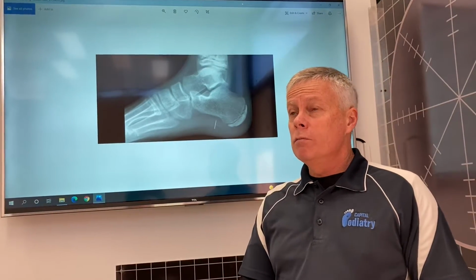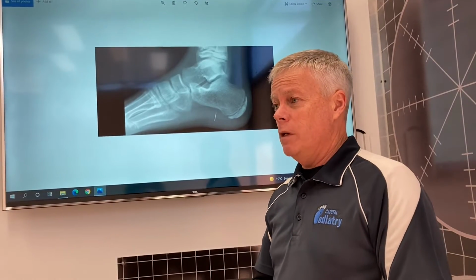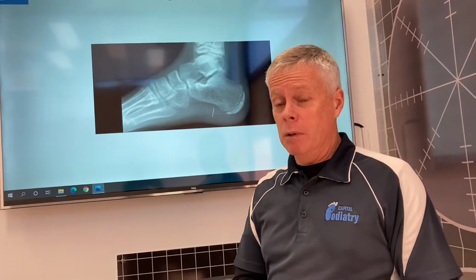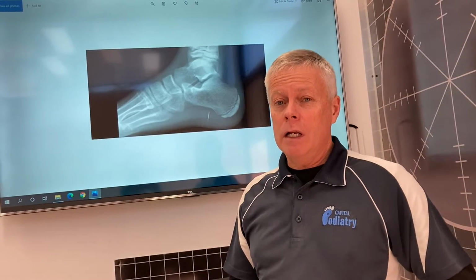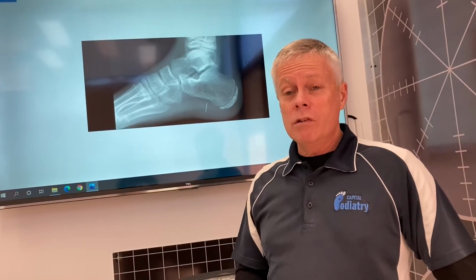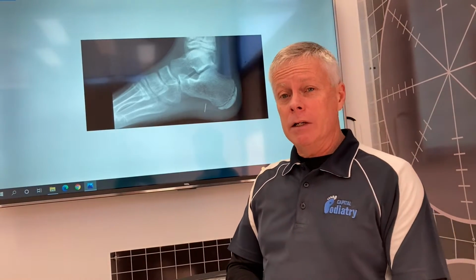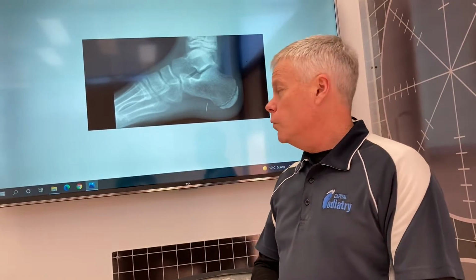Typically it will resolve, but it could take over a year for that to happen. And in that time, your child may not be able to play sport at all. That's if it's untreated. If you intervene, it can be cleared up relatively quickly. I'm talking 4 to 6 weeks on average. So what we need to do is address the biomechanical issues that cause that.